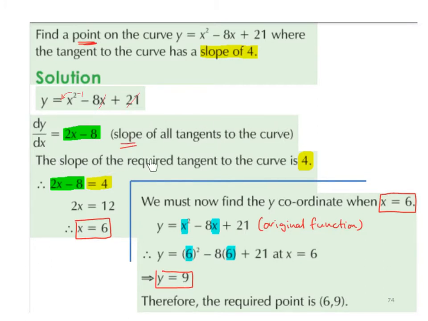Now, the slope of the required tangent to the curve is 4. It said in the question, we want the tangent to the curve which has a slope of 4. So what we're going to do is let our slope, which is 2x minus 8, equal 4. If it had said where the tangent to the curve has a slope of 5, we would let our slope, which is our derivative, equal 5. If it had said a slope of minus 8, we would have let our derivative equal minus 8. Okay, so we're interested where it has a slope of 4, so we let our derivative equal 4. And then we just solve for x.